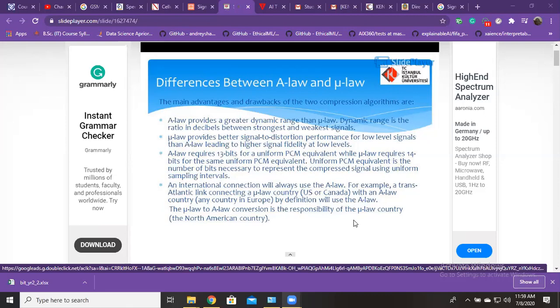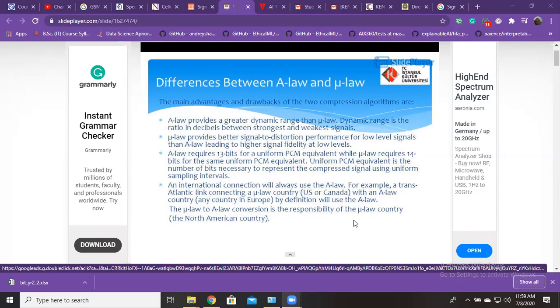Mu-law provides better signal to distortion performance for low level signals than A-law, leading to higher signal fidelity at low levels. A-law requires 13 bits for a uniform piece equivalent, while mu-law requires 14 bits for the same uniform piece equivalent. Uniform piece equivalent is the number of bits necessary to represent the compressed signal using uniform sampling intervals.